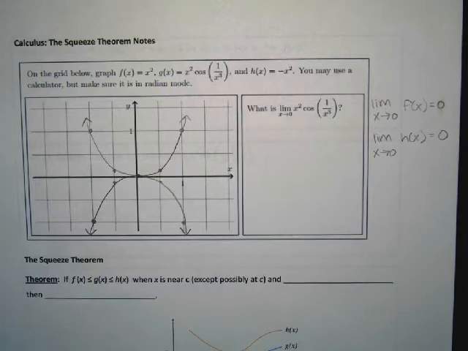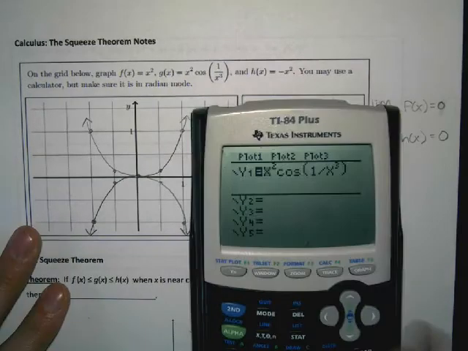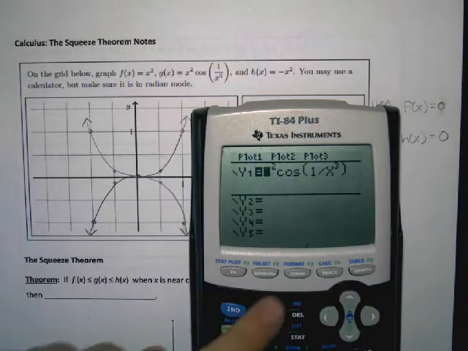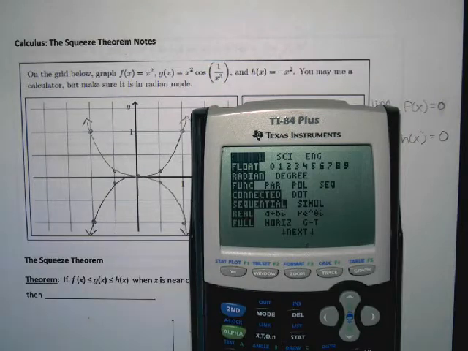So what we want to do now is use our calculator to type in this equation right here. So this is what g of x is, and I went ahead and typed it. It says to make sure that your calculator is in radian mode, so go ahead and hit the mode button. And we want to make sure that our calculator is dark, where it says radians.